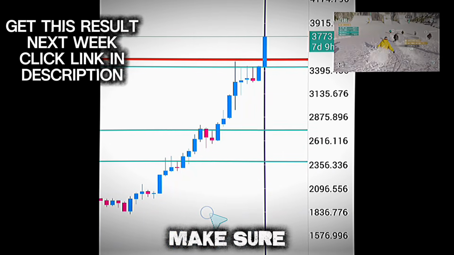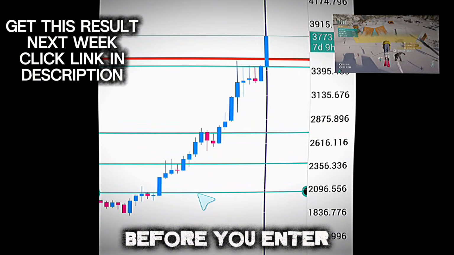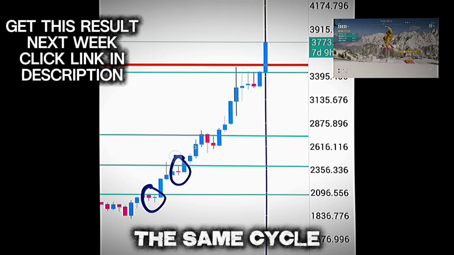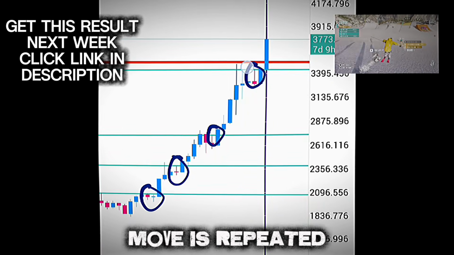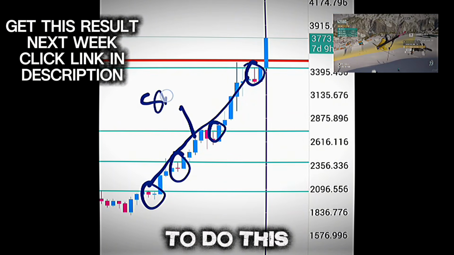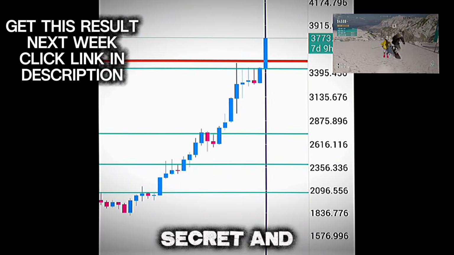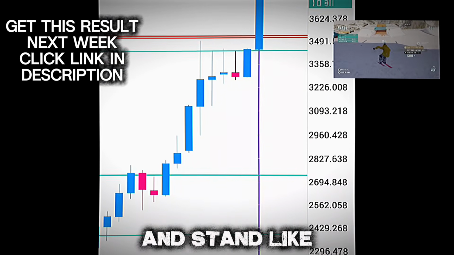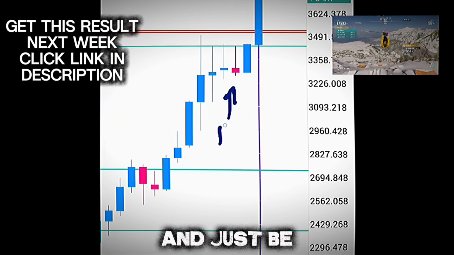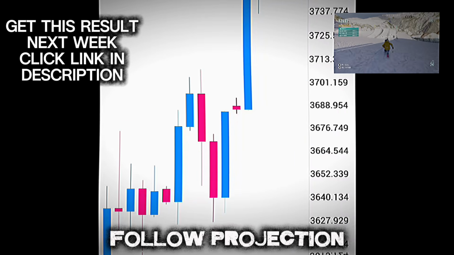So you need to make sure you are going back 3 times or 4 steps before you enter a certain trade, and you want to make sure the same structure, the same cycle, the way price moves, is repeated in the past. If you can't do this, you will never make money. And if you don't know how to do this the right way, you will never make money. It's better to watch one video to the end and know the secret and just do it and stand like a 70% chance, 80% chance of flipping your account, than to be trading blindly. Don't trade blindly. Follow projection, follow structure.